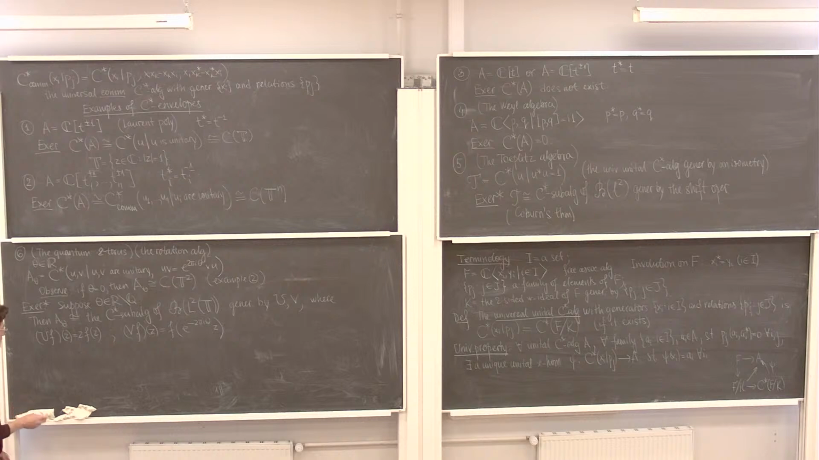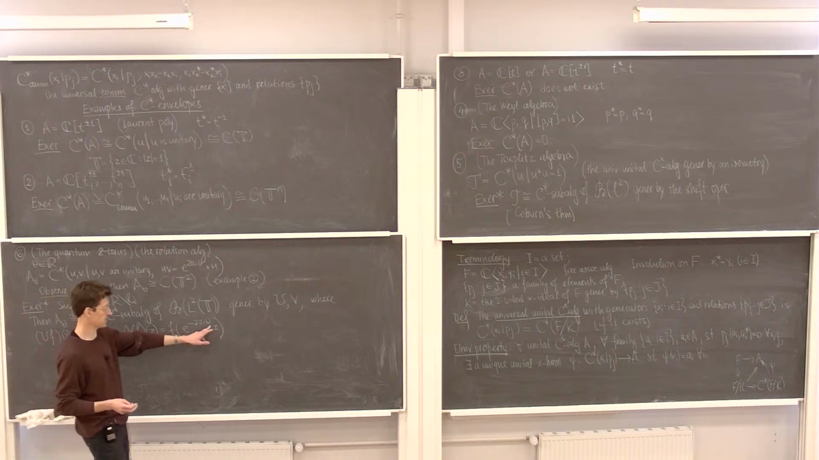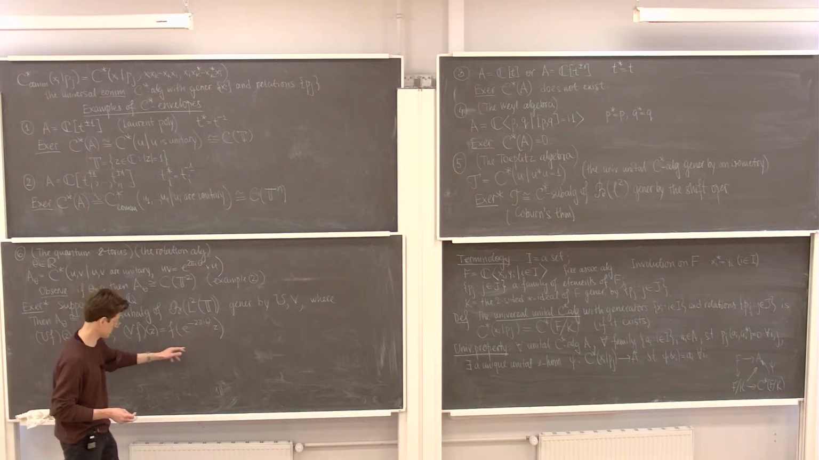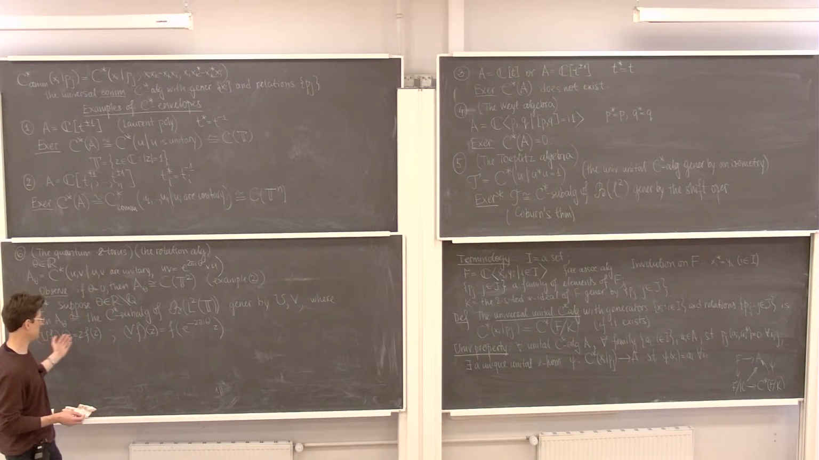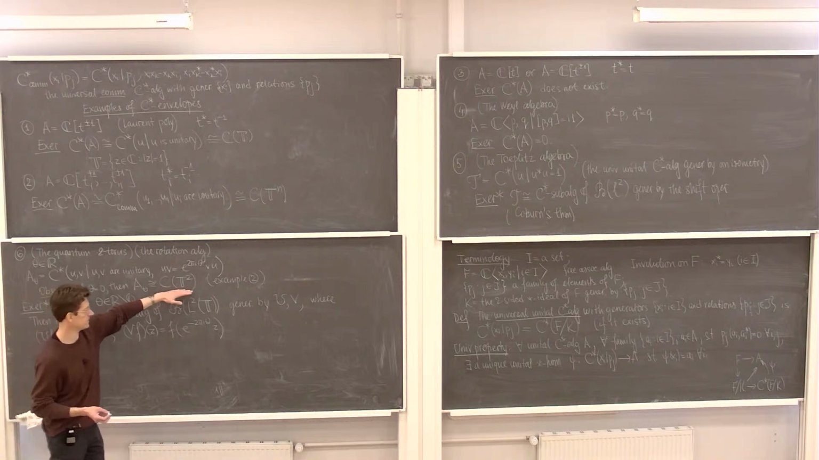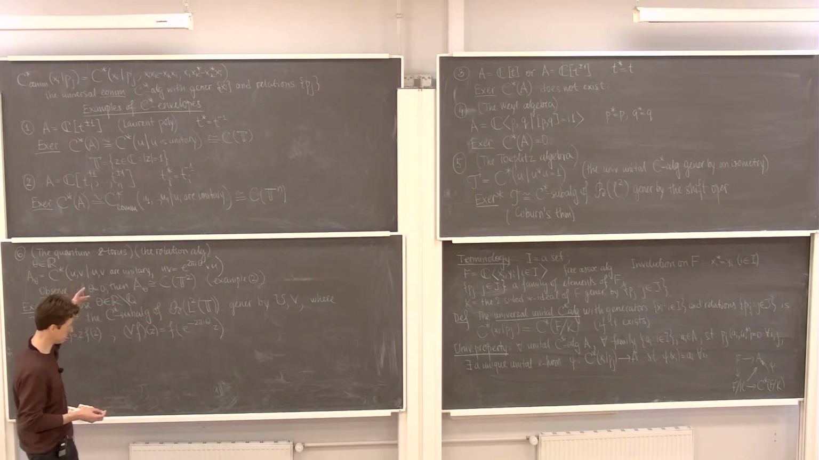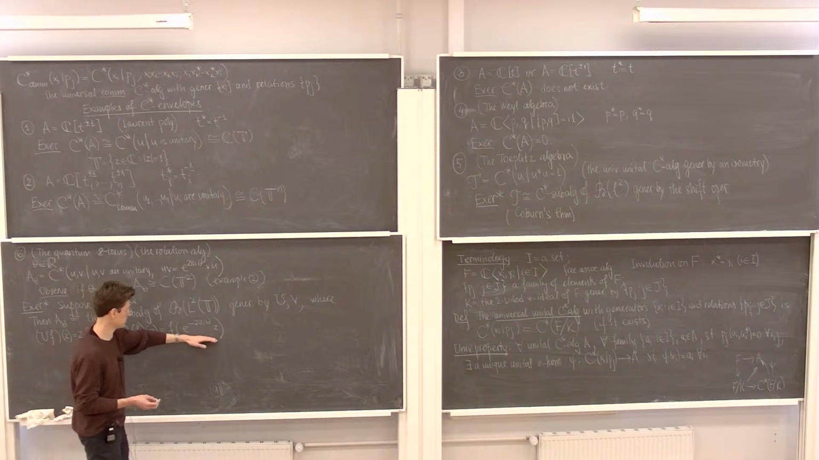If it is irrational, then this is not true. For example, if theta is 0, then this is just the identity operator. And U and V generate the algebra isomorphic to C of T. Not this one, but the algebra of continuous functions on the circle. So if theta is 0, then this is not true.